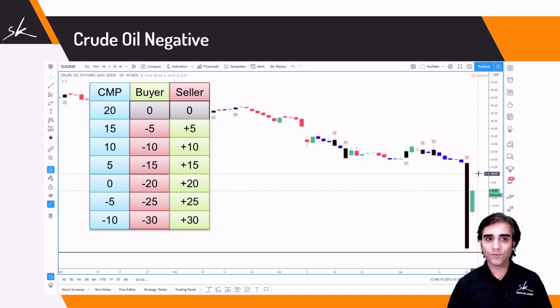Now, just to prove this to you, you can see this is the crude oil contract for May. Why? Because this May contract was getting expired on the 21st of April. So this is the contract you can see which went to negative $40.32. But if you look at the next month contract, because that is where they still don't need the delivery, you still have time for the contract to expire.